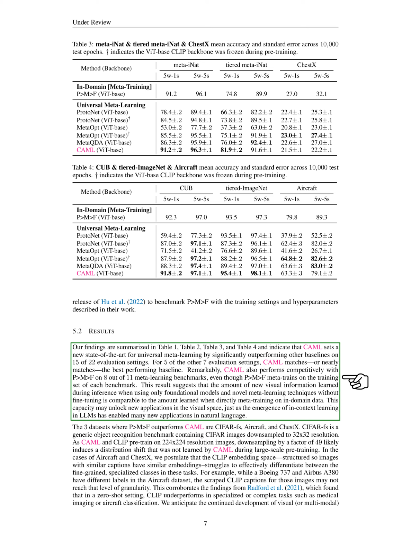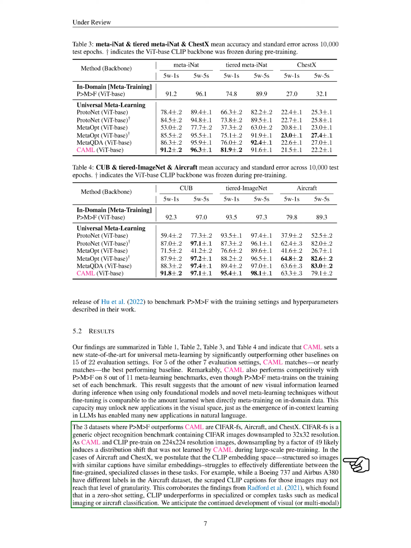We believe this is because CAML and its pre-training process struggle with images that are downsampled or require fine-grained classification. For example, while a Boeing 737 and Airbus A380 have different labels in the aircraft dataset, the captions for those images may not be detailed enough to differentiate between them. This aligns with previous findings that CLIP, the model we used for pre-training, underperforms in specialized or complex tasks.